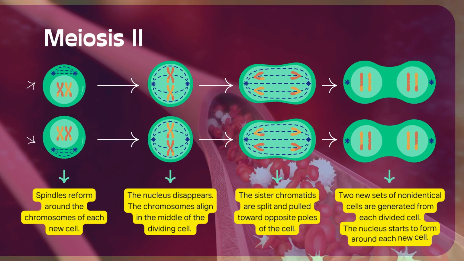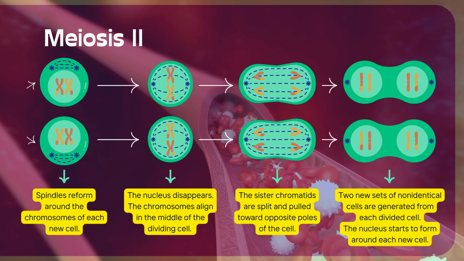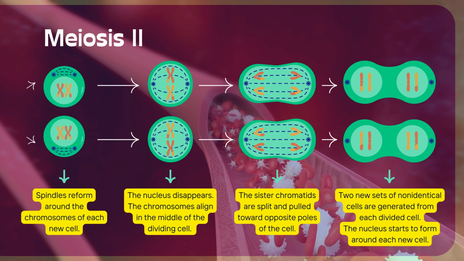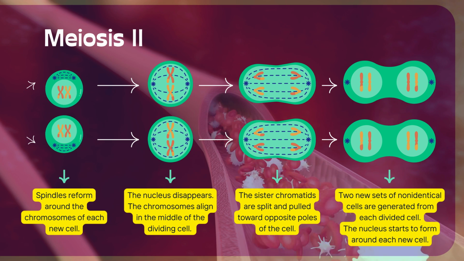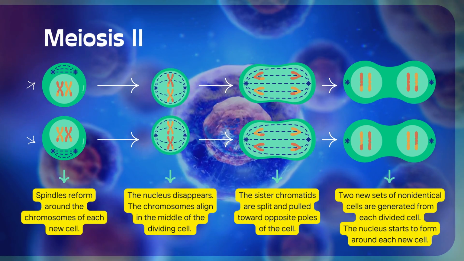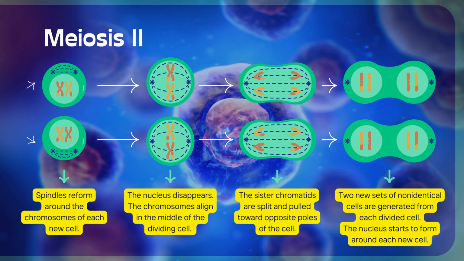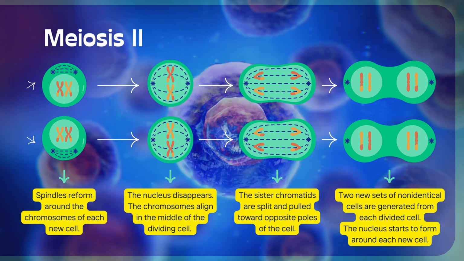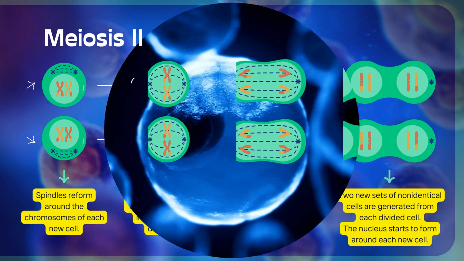Meiosis 2. In the first step of meiosis 2, spindles reform around the chromosomes of each new cell. In the second step of meiosis 2, the nucleus disappears. The chromosomes align in the middle of the dividing cell.